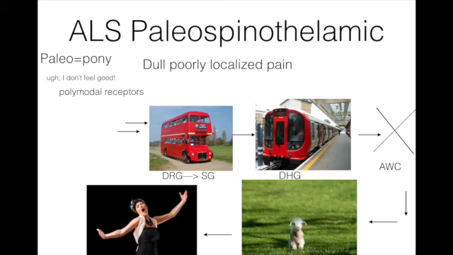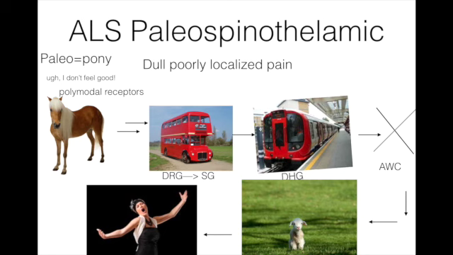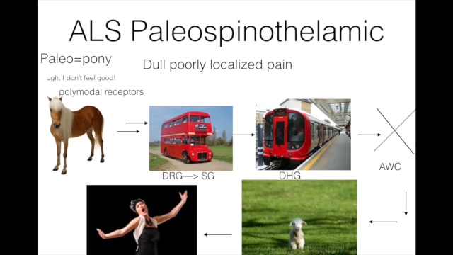So here's the story. Paleo sounds a bit like pony. The poor pony that doesn't feel very well gets on the bus, the dorsal root ganglion, to substantia gelatinosa, to the dorsal horn grey, the train, to cross the anterior white commissure, to the interlaminar nucleus of the thalamus, and look, there's a cute fluffy lamb. To the cingulate cortex, or singing.